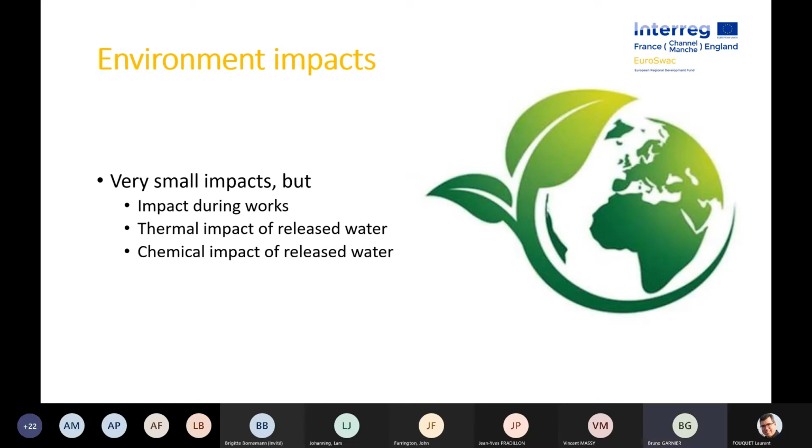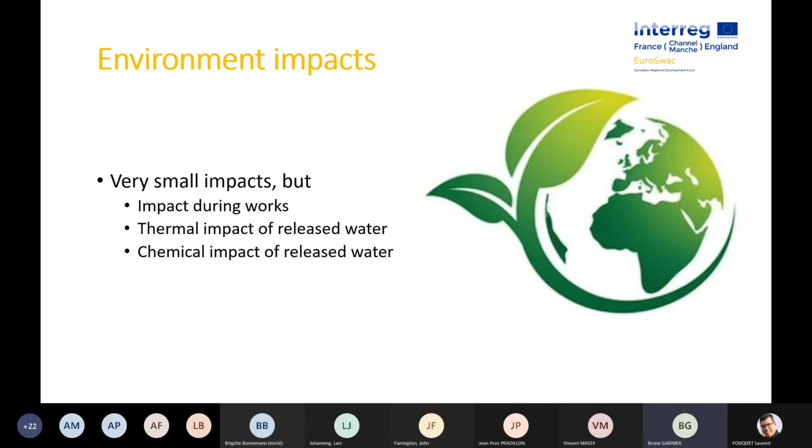The environmental impacts of a SWAC are very small, but even if they are very small, it's something. If we create a SWAC, it's because we have strong environmental feelings, and even these small impacts, we need to take care of them. The first type of impact is the impact during the works.